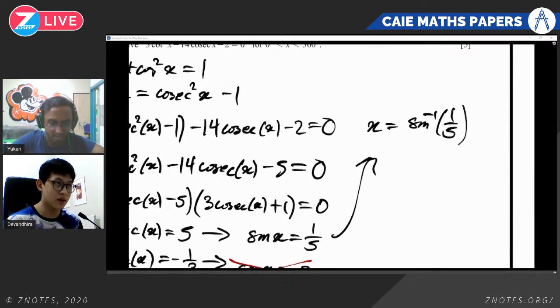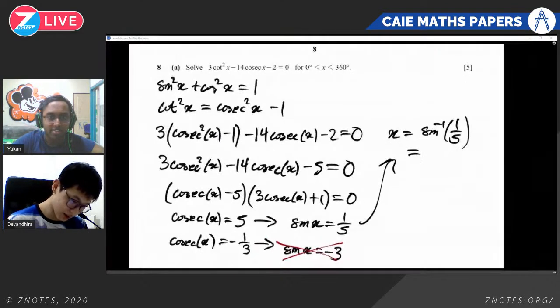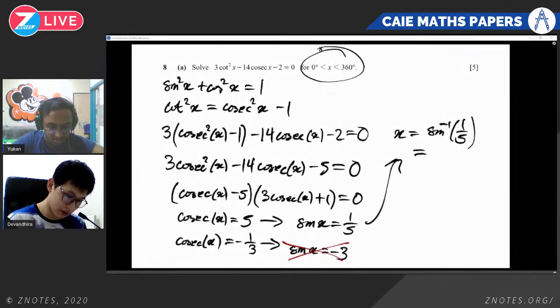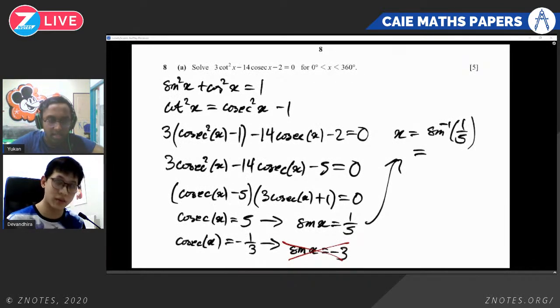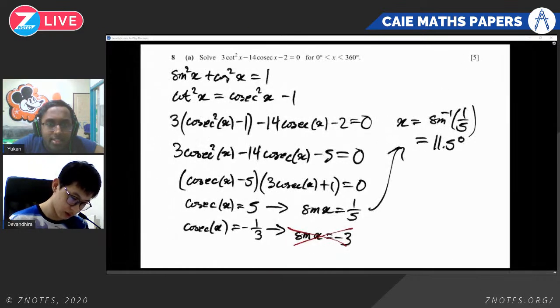Yep. Let me find the values. Oh, it's still on radian. Oh, so they asked for degrees. Yep. So we have to do inverse sine of 0.2, which is 11.5 degrees. Yeah, and what's the range?